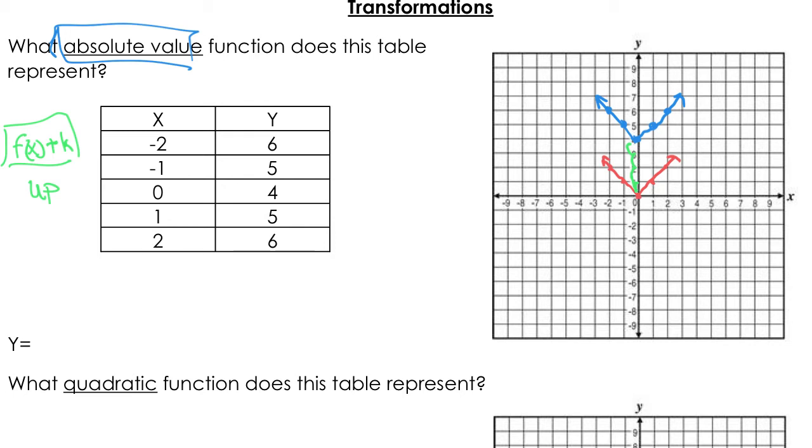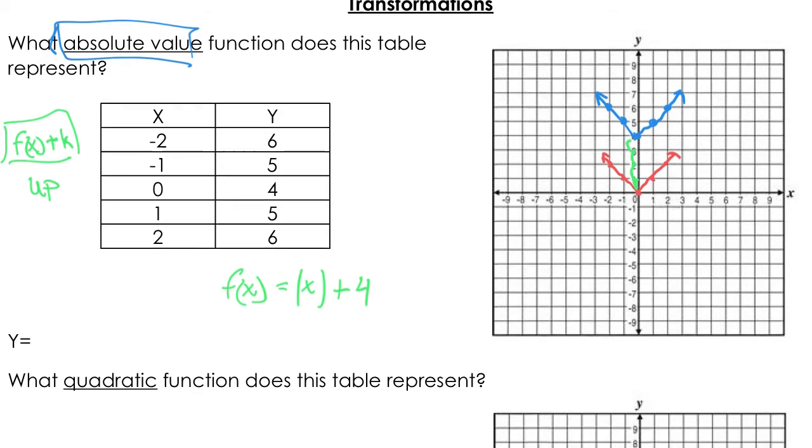So all we have to do is figure out how far up it went. So it went up 4 units. So we'll take the absolute value, f of x equals the absolute value of x, but then we will shift it up 4. So we'll just add 4 to it. So yeah, you're taking the graph and finding the equation instead of taking the equation and finding the graph.